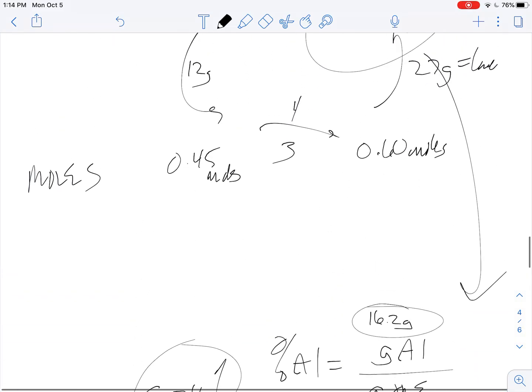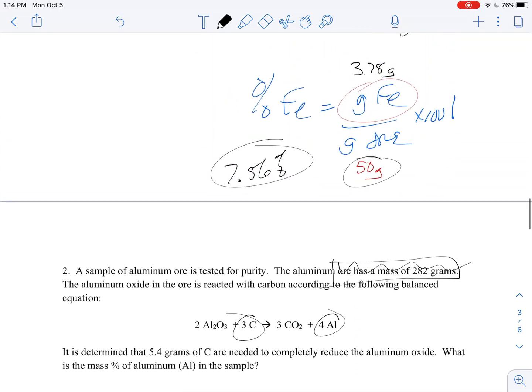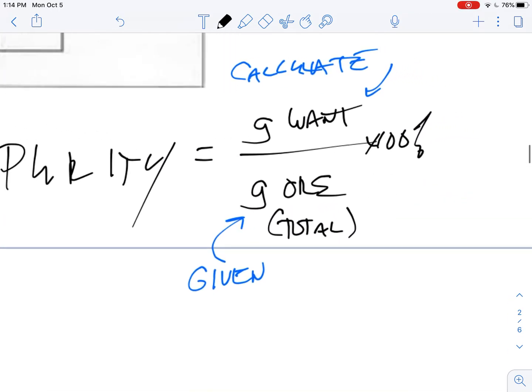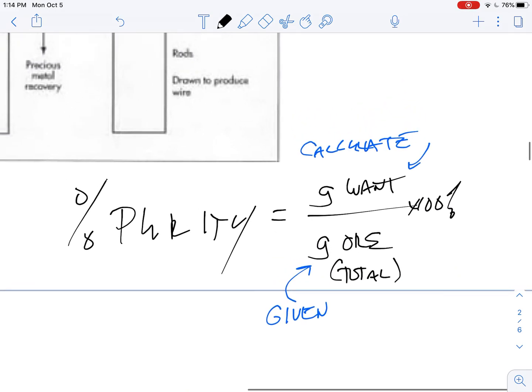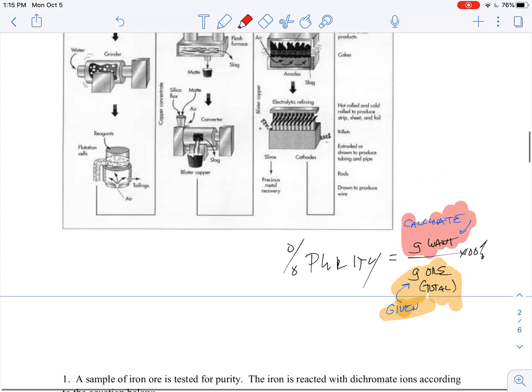5.74% by mass aluminum. So these are similar to the percent yield problems, except that you are interested in the purity. And the purity, they are going to give you the ore, which is the part at the bottom here. They're going to give you the impure. You have to use the technology and the stoichiometry to figure out the part that you wanted, divide them out, and you're done.